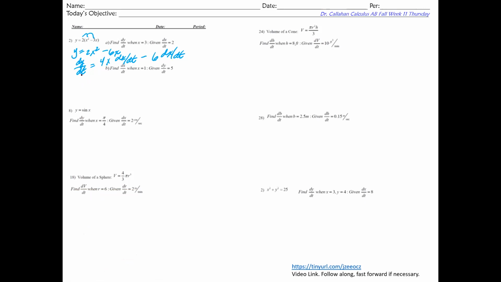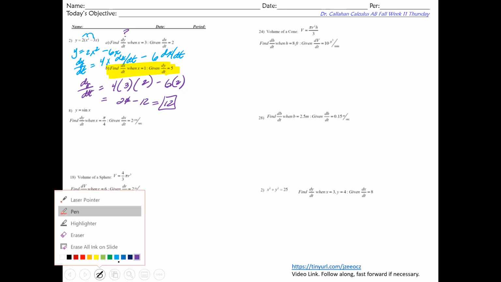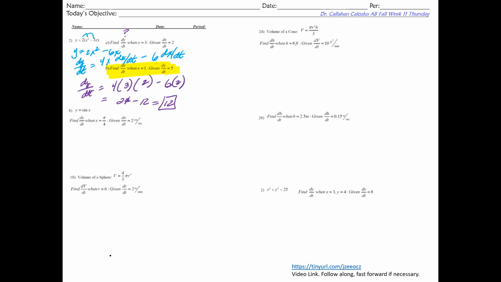I have dy over dt, which I don't know because I'm trying to find that. So dy over dt is equal to 4x, x is 3, dx over dt, which is just 2, minus 6 times 2. 4 times 3 is 12, 12 times 2 is 24, minus 12 is going to give you 12 as your dy over dt. Now that I went over this one with you, I hope you realize this is a lot easier than the related rates problems with word problems. But that's good because we're going to take a little break from that because I know it was overwhelming.